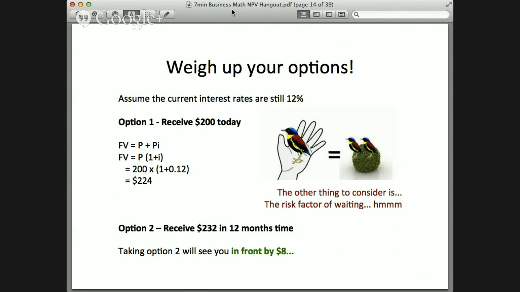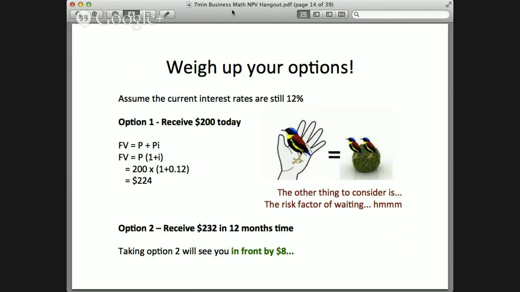So if we did the future value formula for the $200, if we bank that at 12% interest, what we'll have in 12 months' time is $224. But if we wait and receive the $232, we're going to be in front, aren't we, by $8.